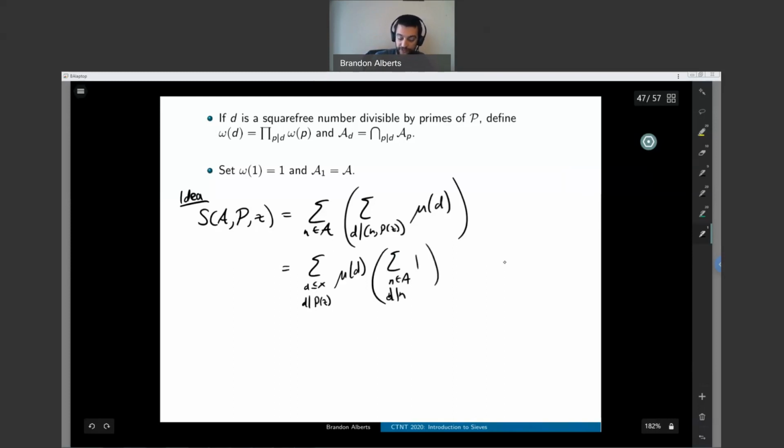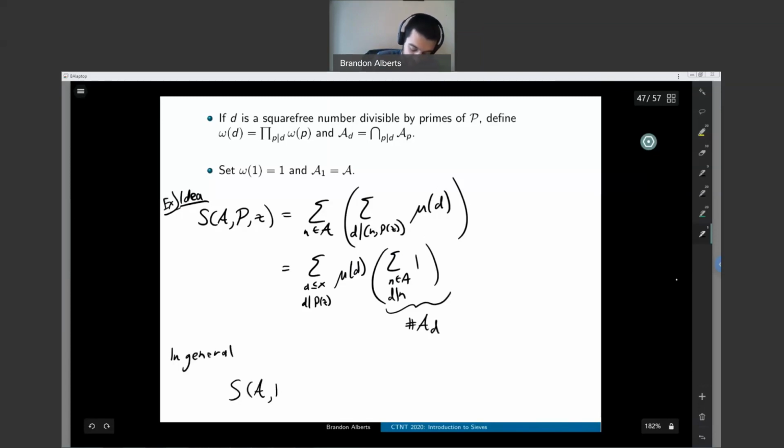So now we've switched the order of the summation, so that the sum over d is on the outside. This is from our example. And the sum over n is on the inside. This is our bad set that's bad for all the primes dividing d. So this is the size of this bad set A sub d. This is just the idea using divisibility. But in general, this formula works by inclusion-exclusion.